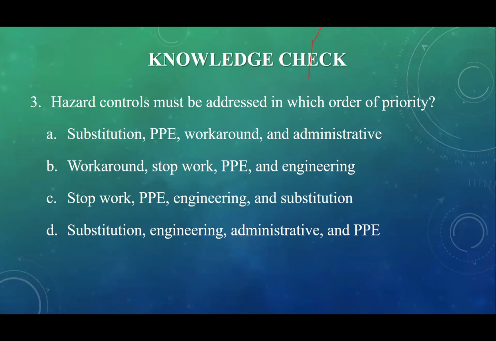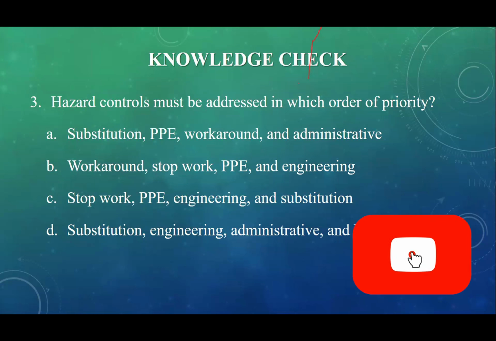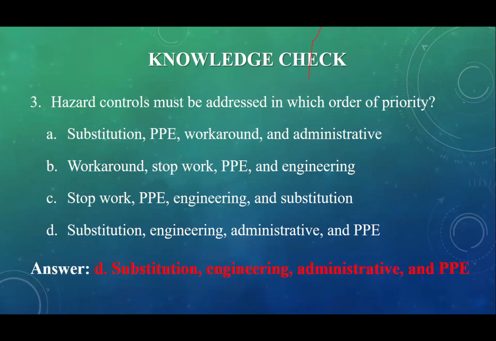The third one is, hazard controls must be addressed in which order of priority? Substitution, PPE, workaround and administrative. The B option is workaround. D, stop work, PPE and engineering. E, PPE, engineering. D, substitution, engineering, administrative. Which option? Option D. Okay, you have said D. Yes, option D is the correct answer.